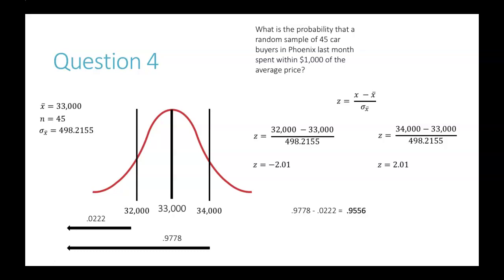So that 0.9556 is the area between 32,000 and 34,000, which means that it's also the probability that this random sample of car buyers spent within $1,000 of the average price. So the probability is 0.9556. We could also rephrase that. If they were looking for the percent chance, that's 95.56%.